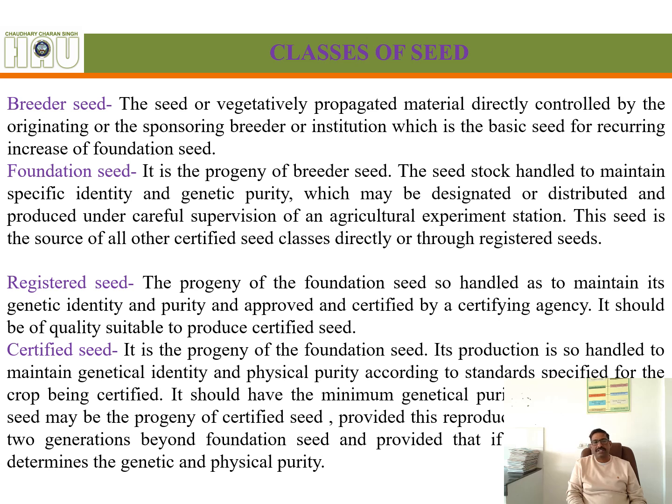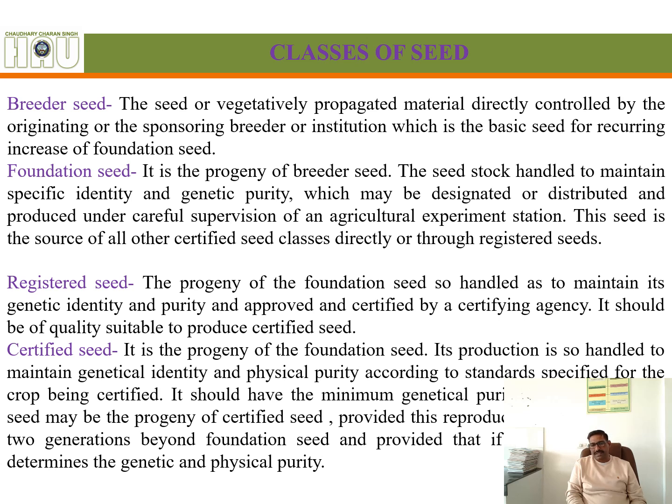The second class is foundation seed. It is the progeny of breeder seed. The seed stock is handled so as to maintain specific identity and genetic purity, and is produced under the careful supervision of an experimental station, research station, or university. This seed is the source of all other certified seed classes, directly or through registered seed.